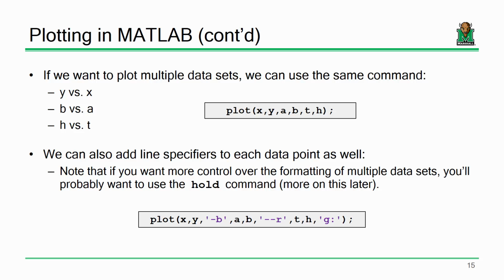Now, the downside is if you just want a quick plot, that'll be fine. But if you want a little more control over your formatting, you're going to want to use what's called the hold command, and we'll talk about hold later. But you can do some pretty basic formatting in this fashion, like you can have X and Y, and then we'll have a solid blue line, A and B, a dashed red line, T and H, and a dotted green line. You can go through and do that.